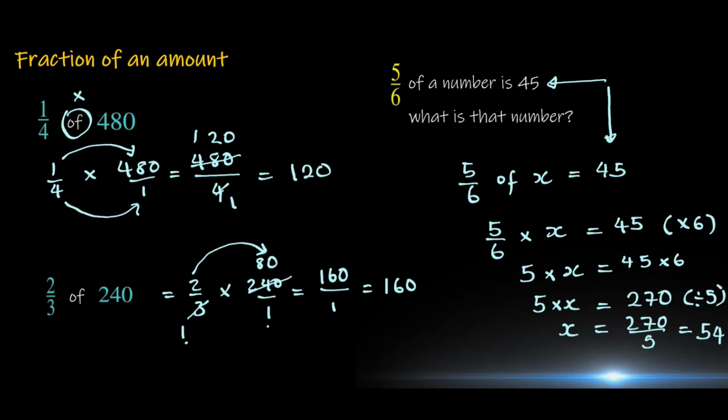We can reverse engineer it just to ensure that our answer is correct. 5 over 6 times 54. Let's see what that gives us. 6 goes into 54 9 times. So now 5 times 9 is 45. Exactly the same as my 45 here. So which means my answer is correct.